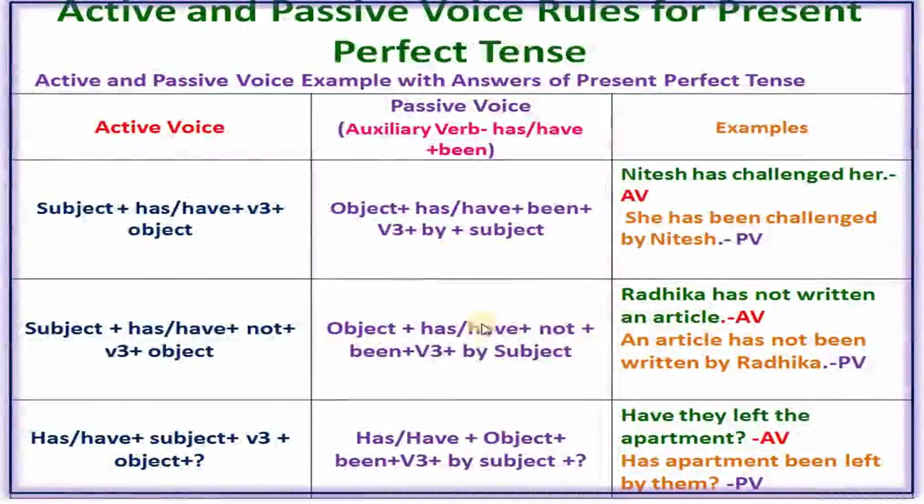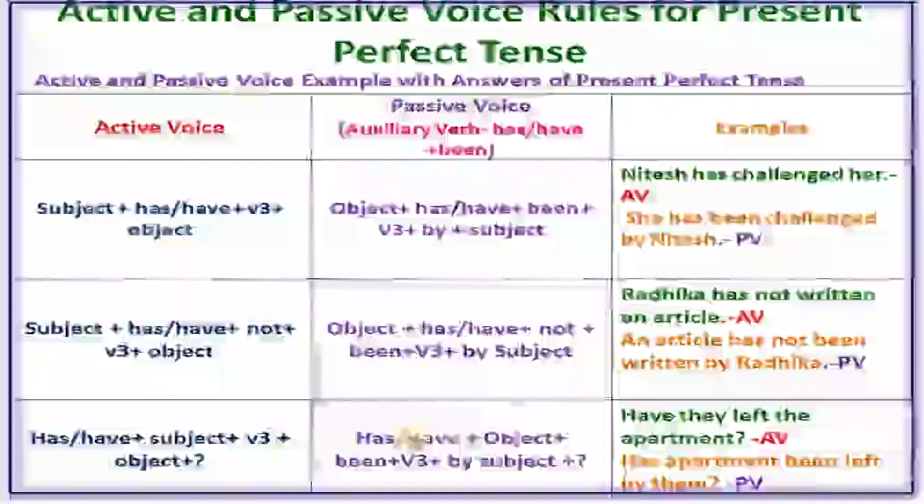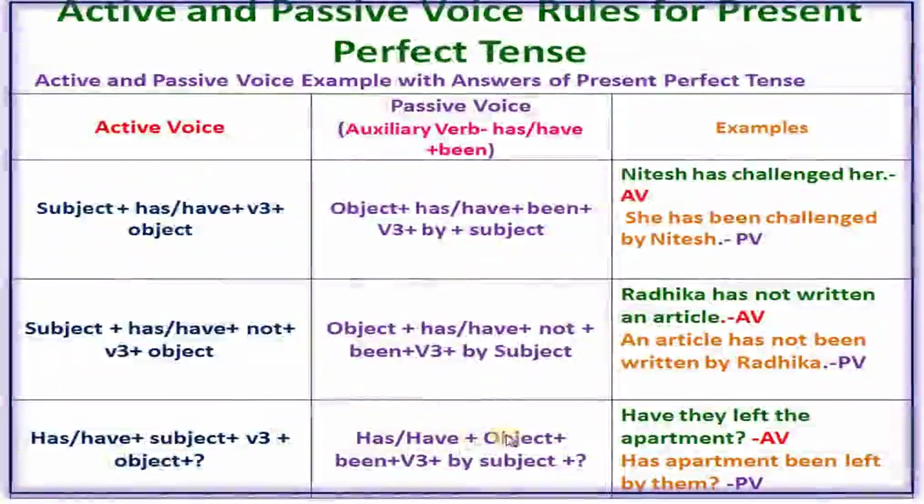Object, article, and has, have. So has is there, and then the same negation and be with the subject. By is compulsory. Now the interrogative sentence: have they left? Same, have or has plus object plus be plus V3 plus by plus subject. This is the formula for passive voice changing.